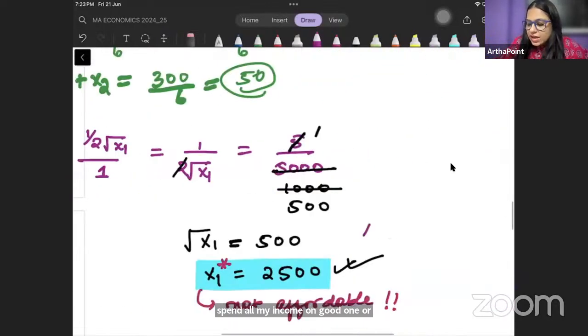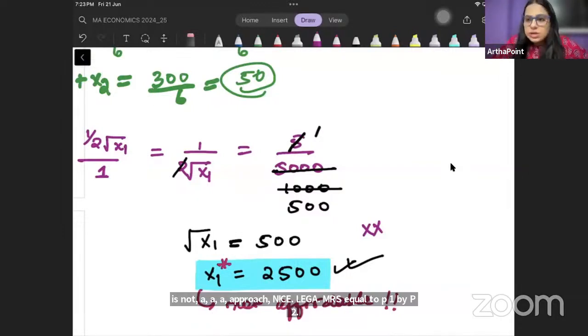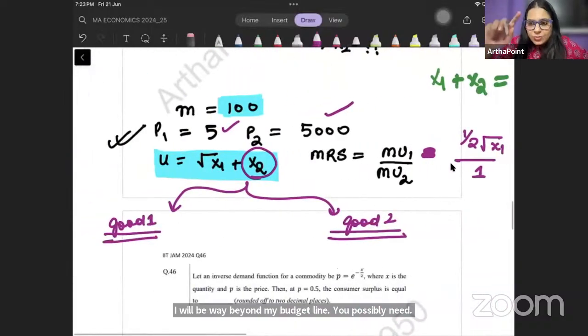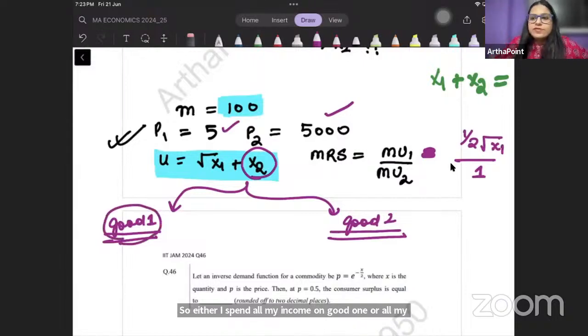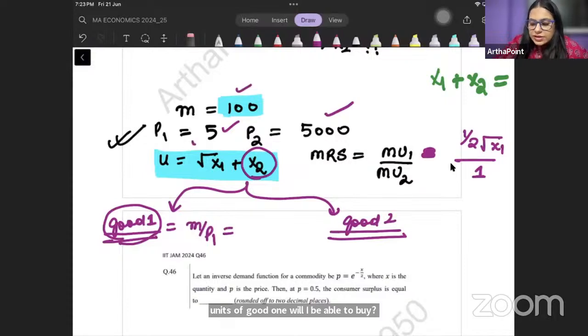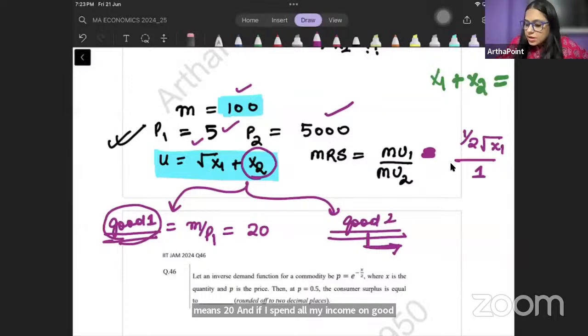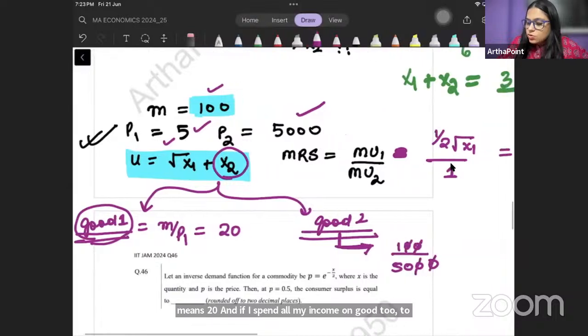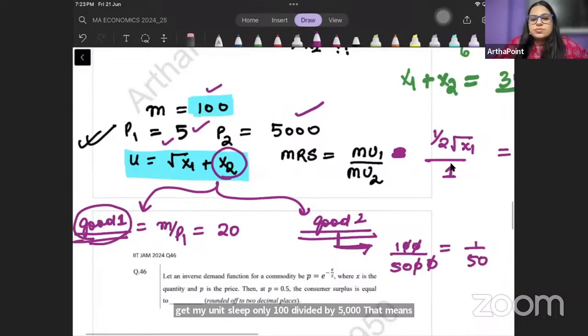This approach will not work. MRS equal to P1 by P2, I will be way beyond my budget line. This is not possible. So either I spend all my income on good 1 or all my income on good 2. If I spend all my income on good 1, how many units of good 1 will I be able to buy? M by P1 units. So this will be 100 divided by 5. That means 20 units. And if I spend all my income on good 2, how many units will I get? 100 divided by 5,000. That means I will be able to buy 1 by 50 units.